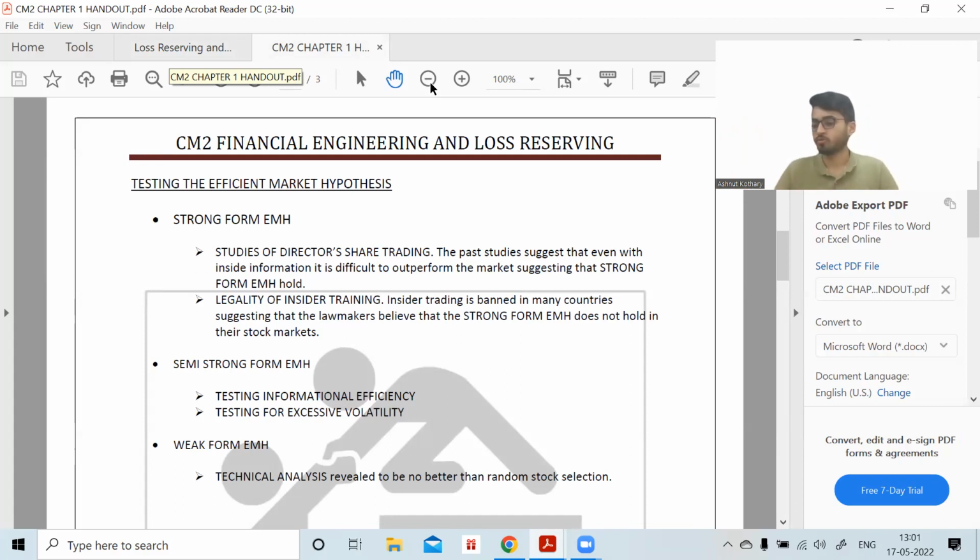Now, as per the actual past studies, even with inside information, it is difficult to outperform the market, suggesting that strong form EMH holds. Again, these studies are based mostly on UK data or US data. For different countries, it could come up with different conclusions.